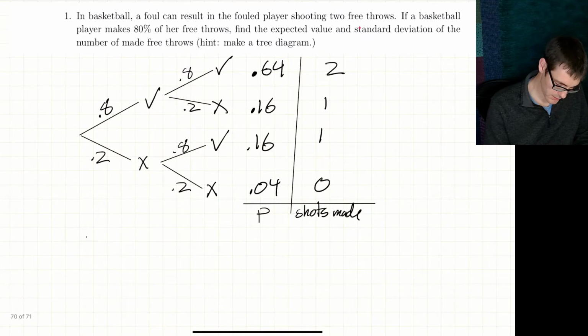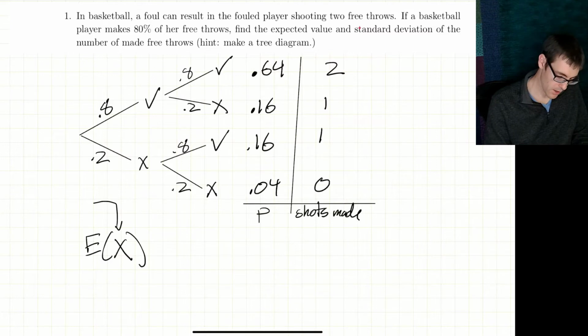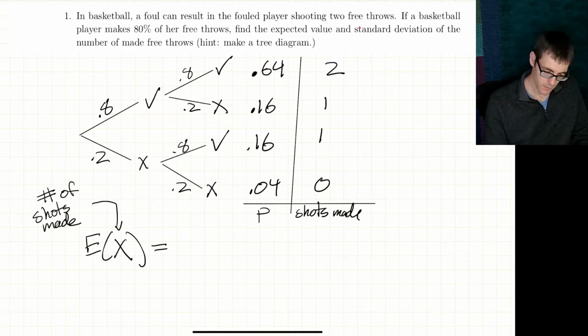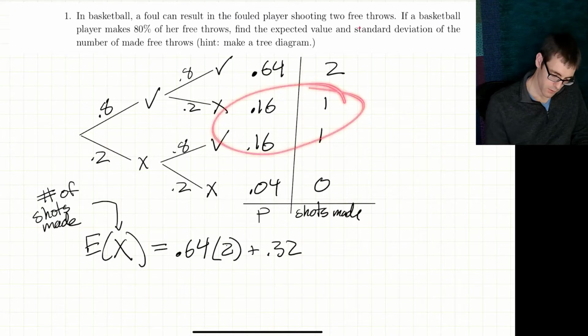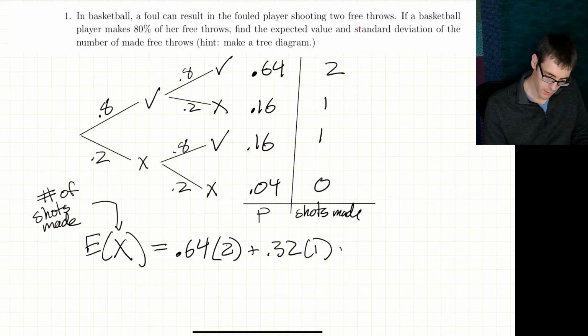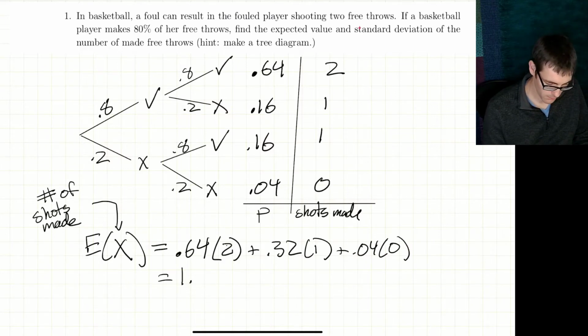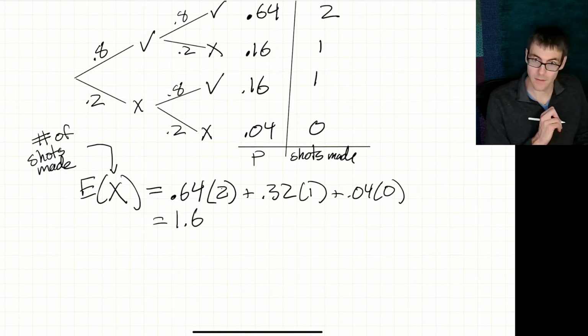So the expected value of a random variable, in this case the number of shots made, is going to be equal to the probability of a certain outcome occurring times the value of that situation. So 2 times 0.64 plus 0.32, so I'm combining these two terms, 0.32 times 1 plus 0.04 times 0, and this should come out to, I believe, 1.6.